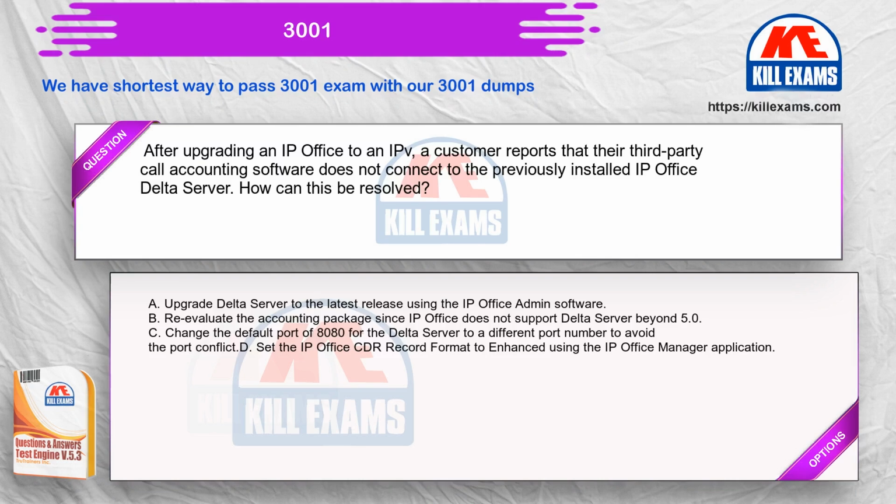After upgrading an IP office to an IP, a customer reports that their third-party call accounting software does not connect to the previously installed IP office Delta server. How can this be resolved?